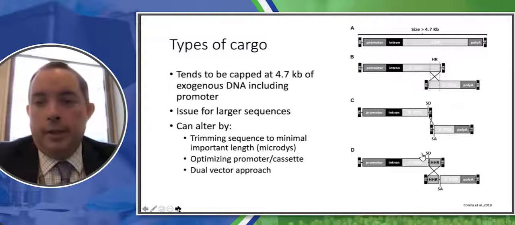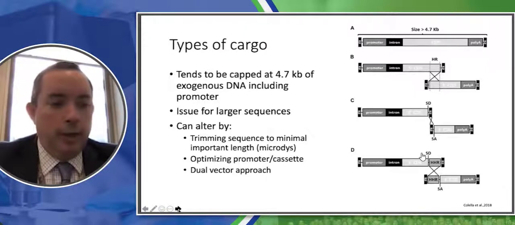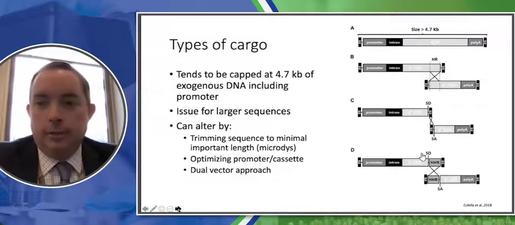Other approaches, like in Duchenne muscular dystrophy, is to trim the sequence down into the minimal important length. So it's like a microdystrophin, which has been tried, like I said, in Duchenne muscular dystrophy. For some of our limb-girdle muscular dystrophies, like those affected by titinopathies, for example, this would require multiple viruses at the same time. So I think some of those larger genes, this is going to be an issue we're going to have to encounter. We're going to have to figure out a way to get beyond that.